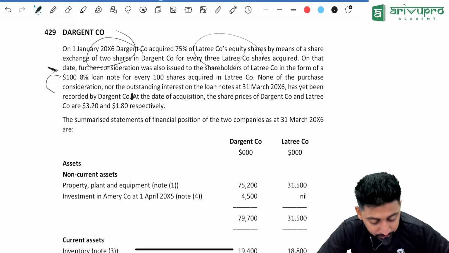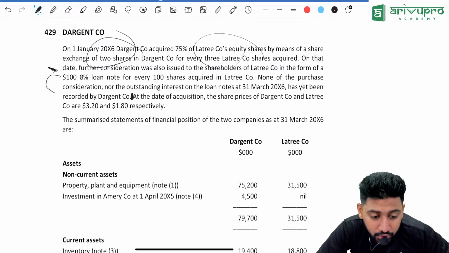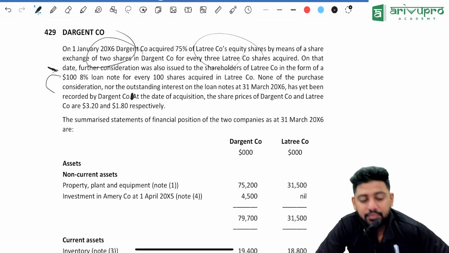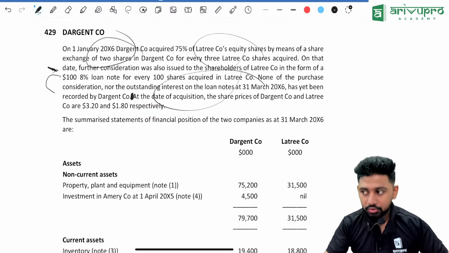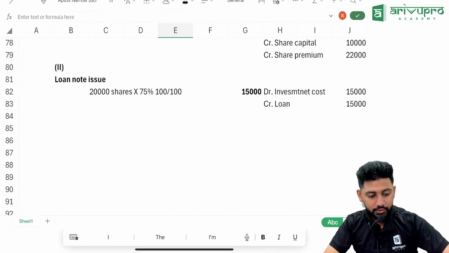They say none of the purchase consideration, nor the outstanding interest on the loan notes at 31st March 2016 has been recorded. Meaning there is finance cost on the loan. So our next working will be working number 4.